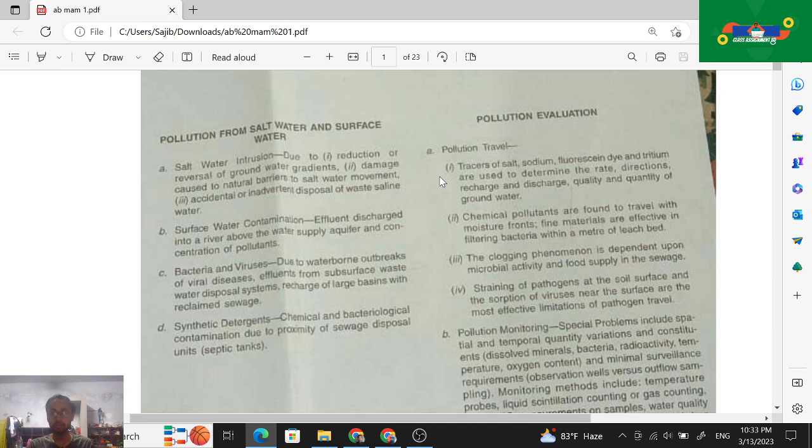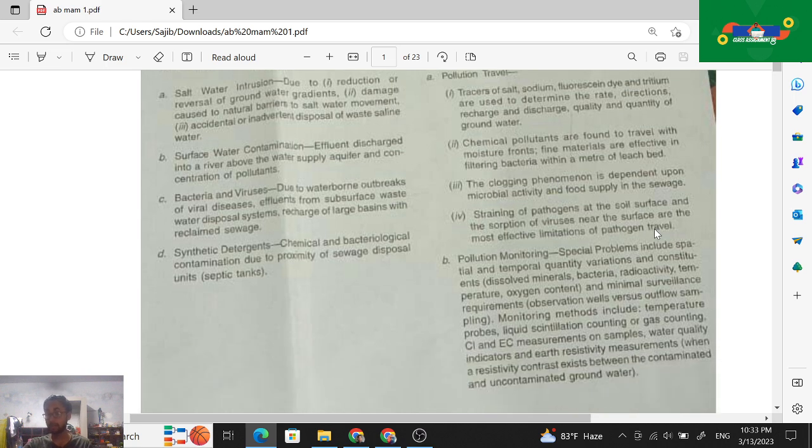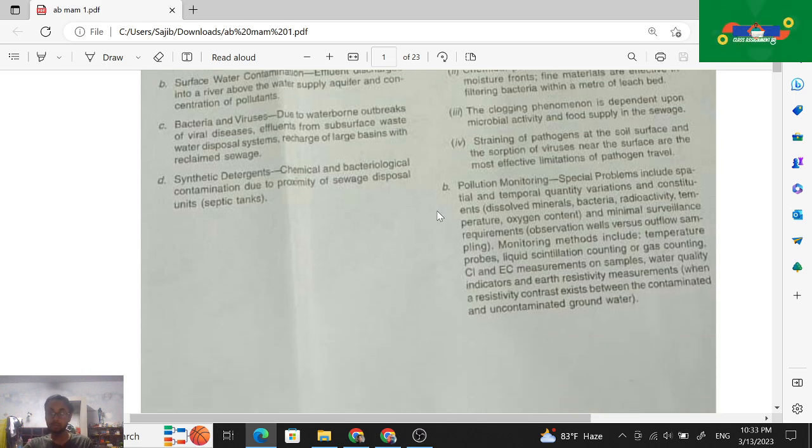Chemical pollutants are found to travel with the moisture fronts, and fine materials are effective in filtering bacteria within a meter of the lens bed. The clogging phenomenon is dependent upon the microbial activity and the food supply in the seepage, and straining of the pathogens at the soil surface and the sorption of the virus near the surface are the most effective limitations of pathogen travel. Then pollution monitoring.